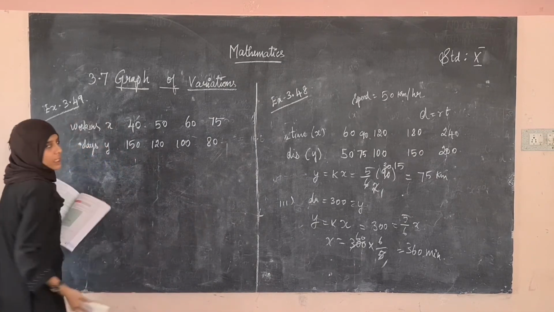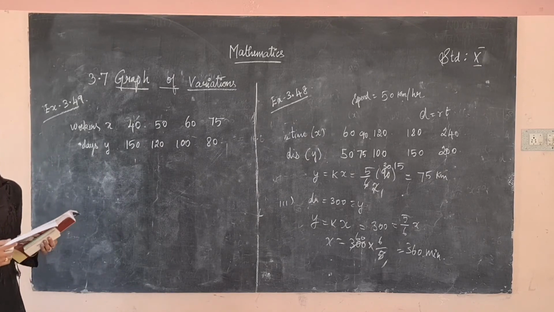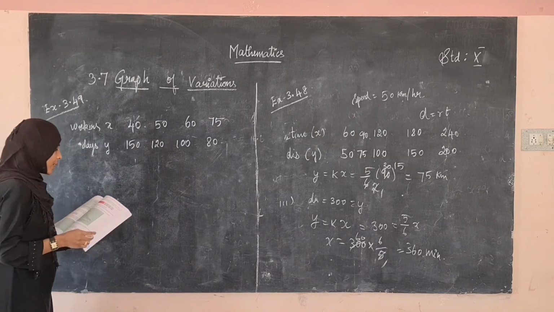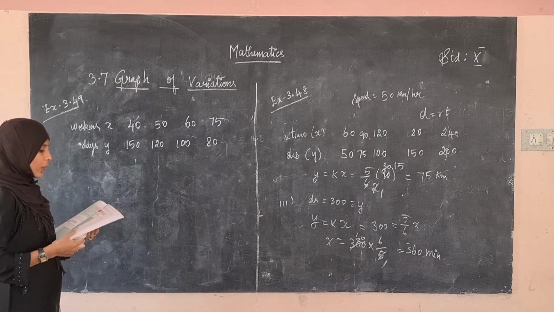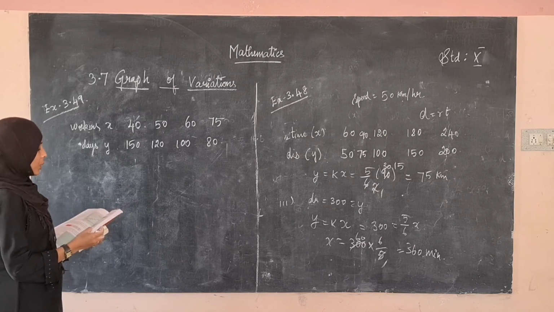If we get it, that's in the type of hyperbola, regular hyperbola, we can say that the graph of the variation is indirect. Okay. The next thing is, from the graph, find the number of days required to complete the work if the company decides to opt for 120 workers.